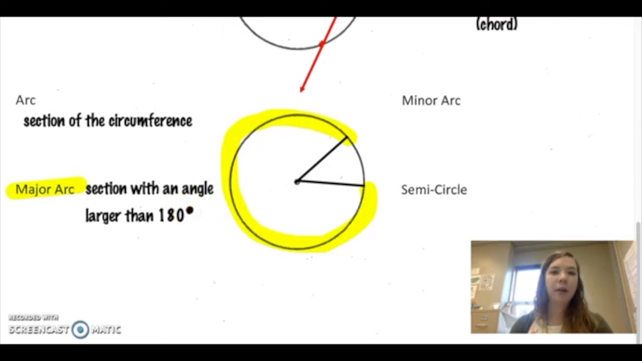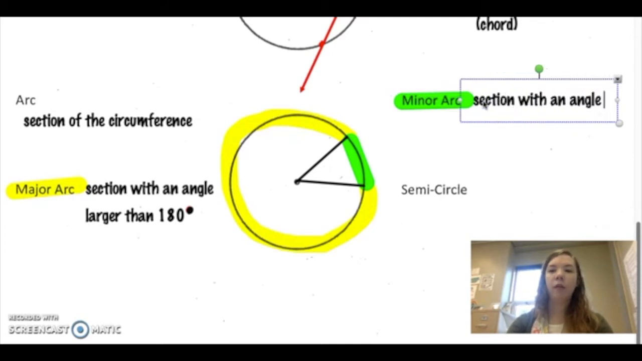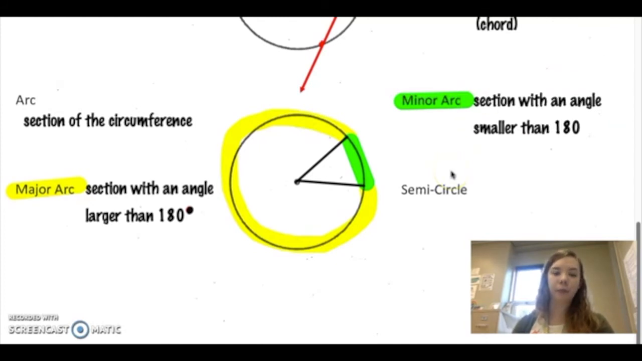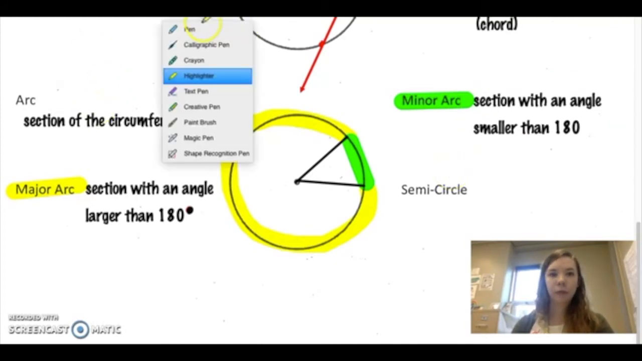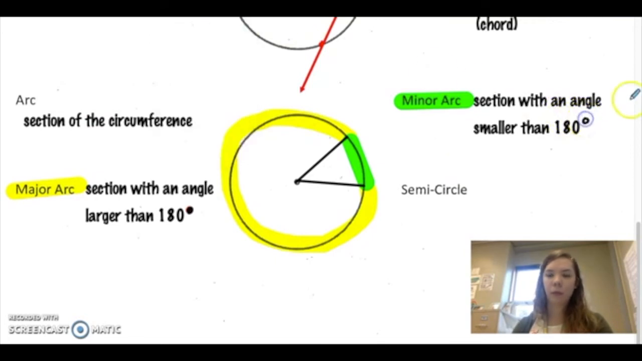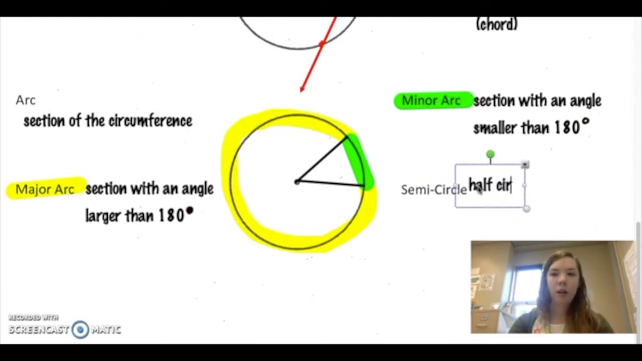Okay, and then the minor arc is just the opposite. So this would be your minor arc. Is the section with an angle smaller than 180. And then a semicircle is half of a circle, or half circle.